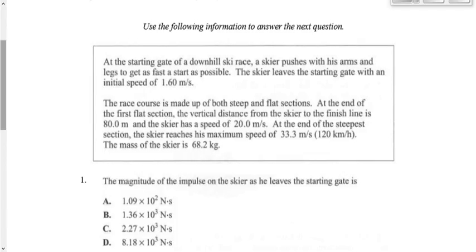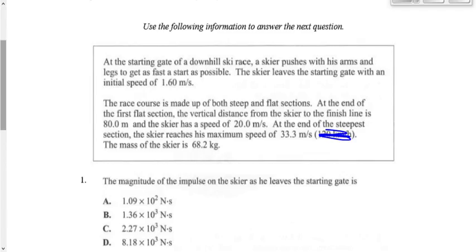The race course is made up of both steep and flat sections. At the end of the first flat section, the vertical distance from the skier to the finish line is 80 meters. That's the vertical distance, right? Still has 80 meters to go down. And the skier has a speed of 20 meters per second. At the end of the steepest section, the skier reaches a maximum speed of 33 meters per second. I'm just going to cross this off. Right? They give me a break here and they convert it for me, right?